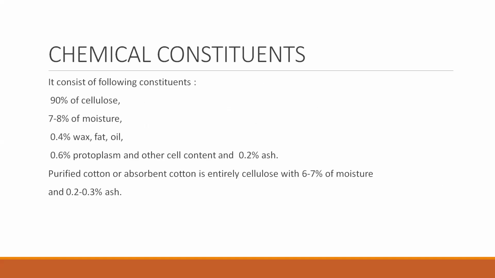Next, chemical constituents. It consists of the following constituents. Mainly all the plant fibers, as we have already discussed, contain cellulose as a major component. It constitutes 90% cellulose, 7 to 8% moisture, 0.4% wax, fat and oil, 0.6% protoplasm and other cell content, and 0.2% ash. And purified or absorbent cotton contains entirely cellulose because there is no wax, fat and oil. Purified cotton contains only cellulose, 6 to 7% moisture and 0.2 to 0.3% ash.